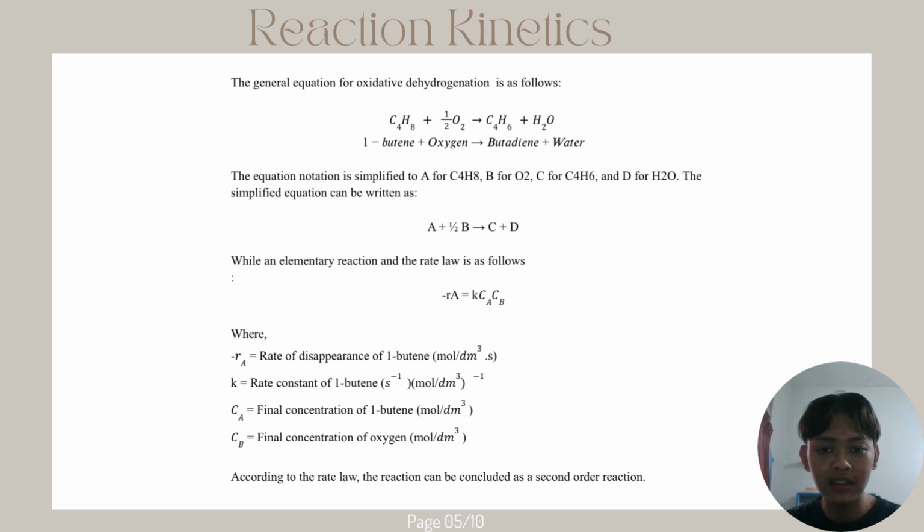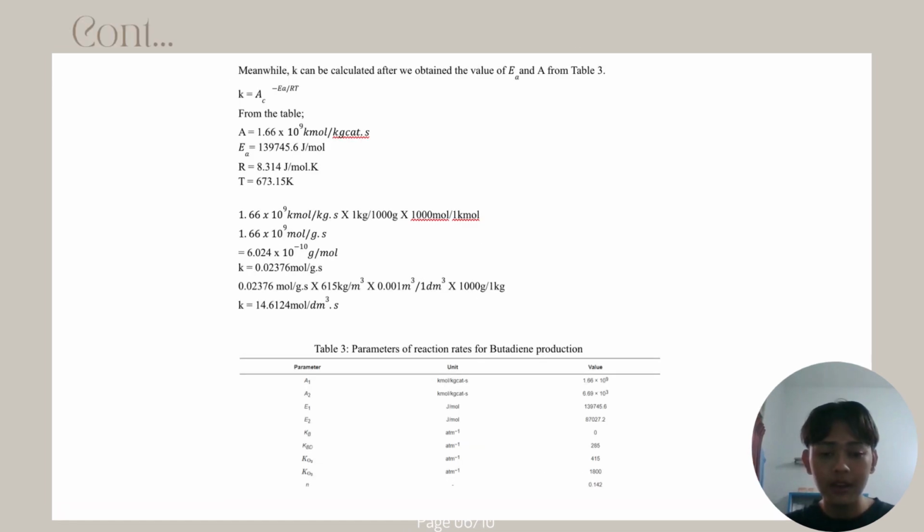As for the reaction kinetics, based on the general equation, we can notate them into A, B, C, and D. For that, we can obtain A plus half B equal to C plus D. From the elementary reaction, we can get the rate law, which is negative rA equal to k CA CB. According to the rate law, we can conclude that this is a second order reaction. We can also calculate the value of k based on the parameters provided in table 3. Following the formula k equal to A e to the power of negative Ea over RT, we can obtain k after we do the unit conversion.